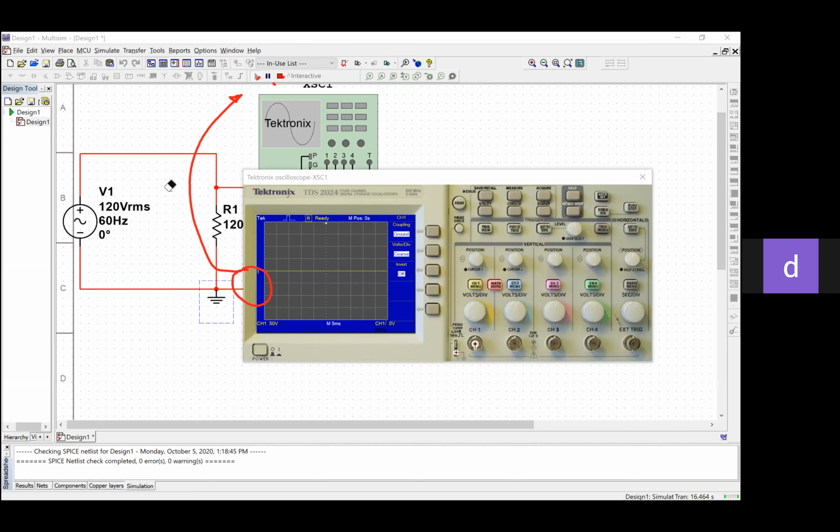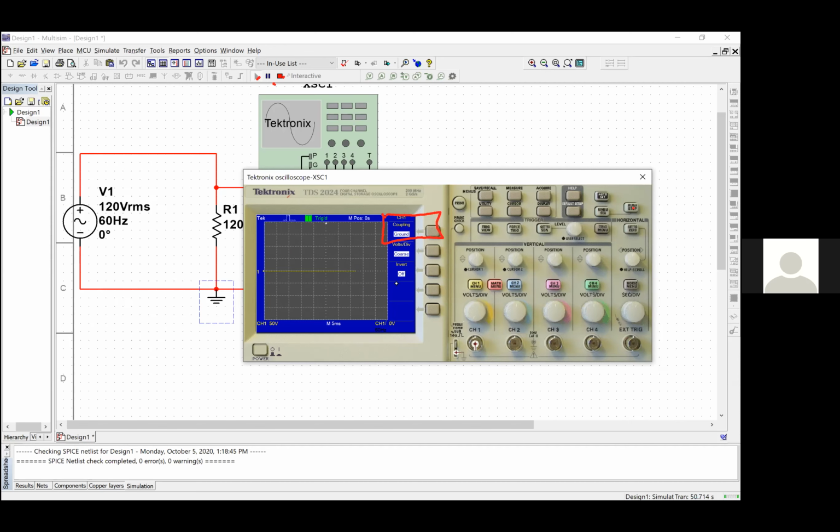Now, something that I want you to notice is that yes, indeed, we are seeing this flat line, but at the same time, right on this key, we have something that is called coupling. It says channel 1 coupling. And the coupling right now says ground. So I can change this ground to DC or to AC.